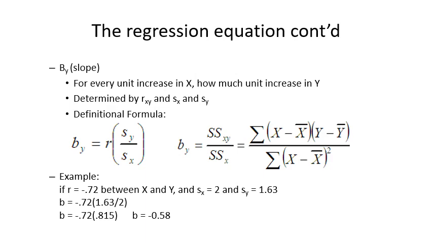So let's say you had an r of negative 0.72 and you had a standard deviation of x of 2 and a standard deviation of y of 1.63. You could calculate that out by doing negative 0.72 times 1.63 divided by 2, and in this case you get a slope of negative 0.58. That's the definitional formula. I'll actually give you the computational formula on the next slide, which is much better. And you should already know the computational formula because you've got the computational formula for these two. So you just need to apply that to this problem.